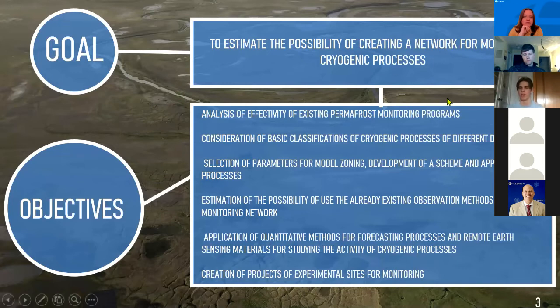So during my research, I analyzed the effectiveness of existing permafrost monitoring programs. I considered classifications of cryogenic processes and selected parameters for their mode designation. I also developed a scheme for how we can create it for each process, how we can apply modern quantitative methods for forecasting and monitoring, and afterwards create some experimental sites for monitoring to carry out such a project.